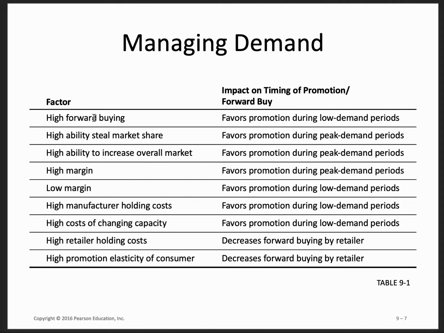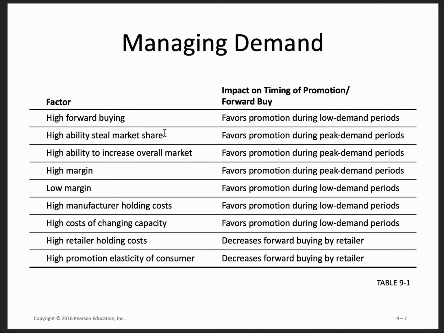So if you expect high forward buying, right, then you should promote during low demand periods. This sort of makes sense. Forward buying implies that people who are going to buy a product later on are buying it right now. So if you do it during low demand periods, people who would have bought during periods in which your demand was going to be high will instead buy right now, and that way your demand gets smoothed out. If you have a smoother demand, then you can have smoother production, then you can have smoother levels of workforce. Everybody is happier, right?